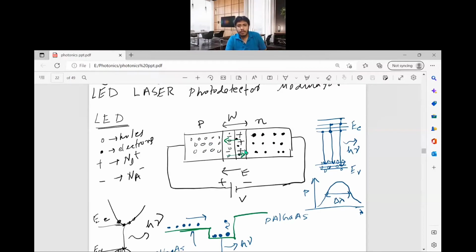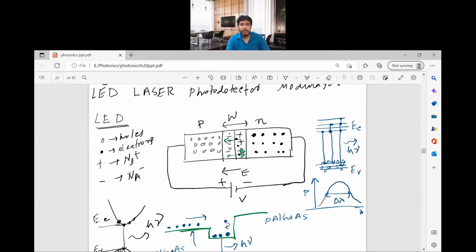Okay, so if there is a PN junction, you have the depletion region here. This is the N side depletion region. This is the P side depletion region. So you have the internal electric field from N side to P side. Whenever you apply an external electric field, this barrier potential will be reduced. So electrons will flow from the N side to the P side, and holes from the P side to the N side.